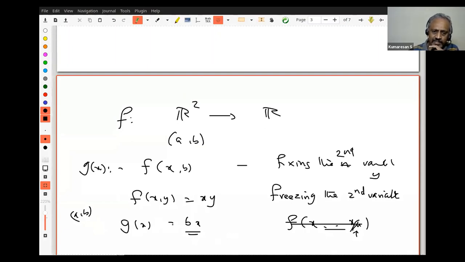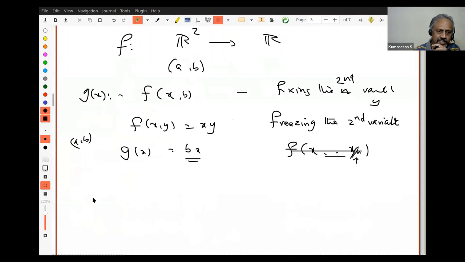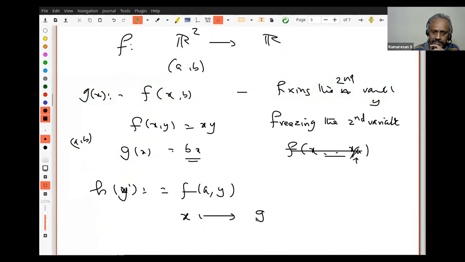And similarly, I can define this other function, h of y, to be f of a comma y. That is, fix the first variable, allow the second variable to vary. Okay. Then what have I done? I have found a one variable function x going to g of x, which is f of (x, b). So I want to know whether this is differentiable. At what point? At the point a.